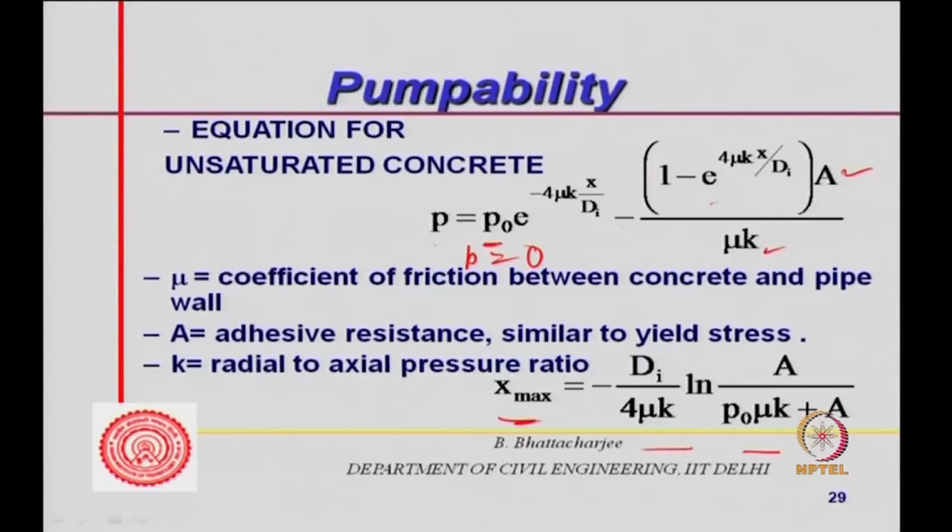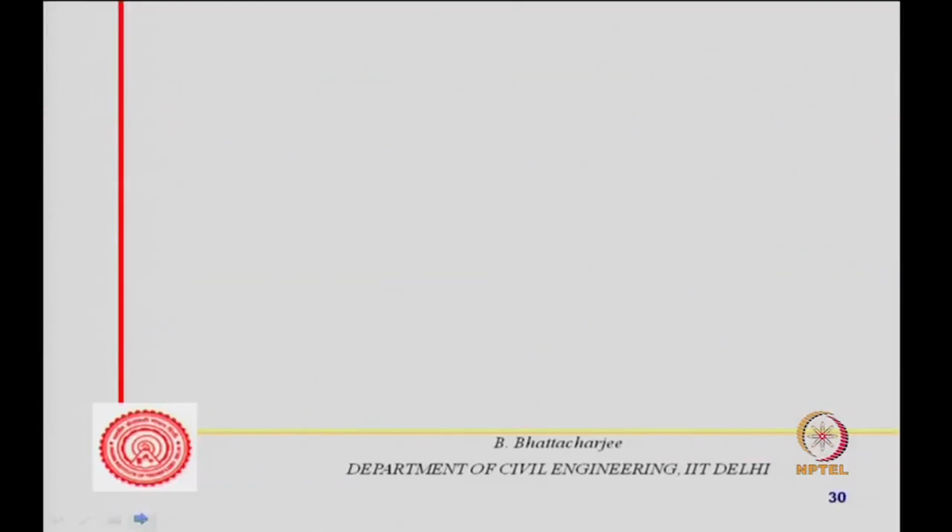In fact, this will be separated out. If you put this equals to 0, this goes to the other side, multiply by mu k. You can separate this out, and simple algebra will give you this formula. I do not think I will derive this, it is very simple, and one can do this.